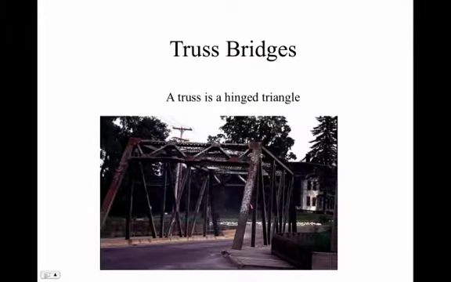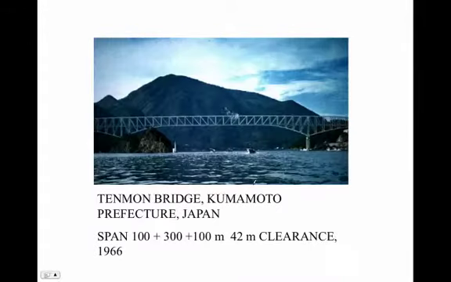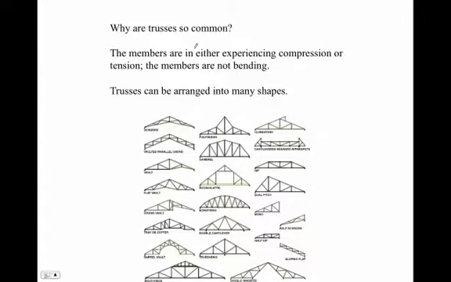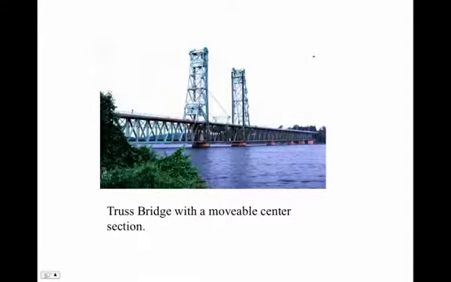Then there are truss bridges. Truss bridges have triangles that are hinged together to make them really strong. There's another truss bridge in Japan. And why are trusses so common? Trusses can be arranged in so many different triangular shapes is one thing. And they're experiencing compression and tension that counteract each other and balance each other out. Here's another truss bridge. The most common type of traffic that goes over a truss bridge is usually a train. Trains are really heavy.